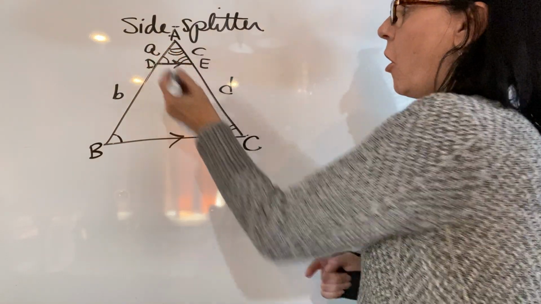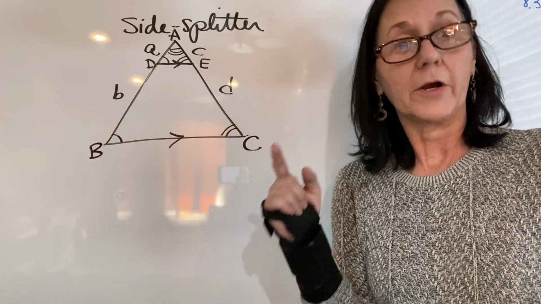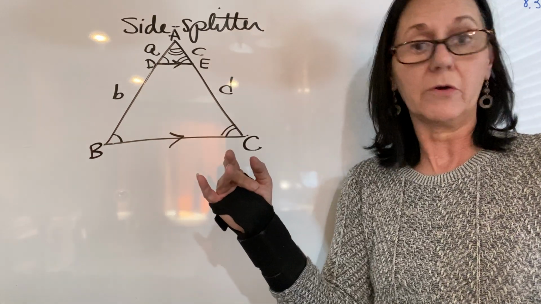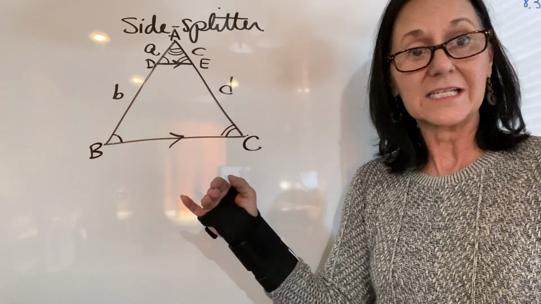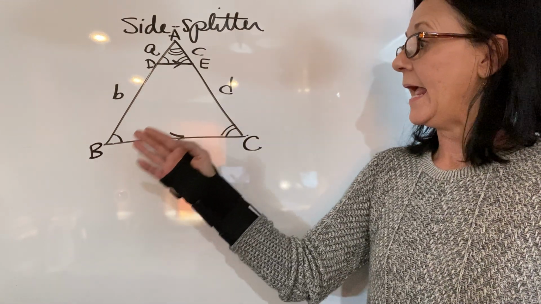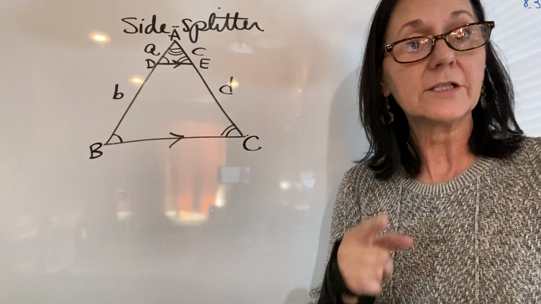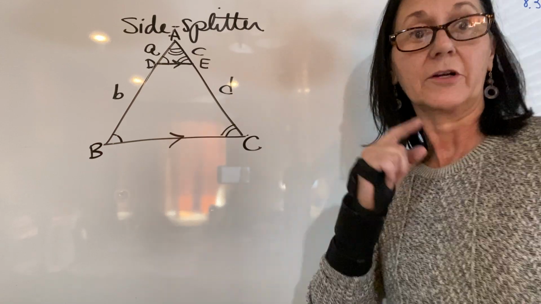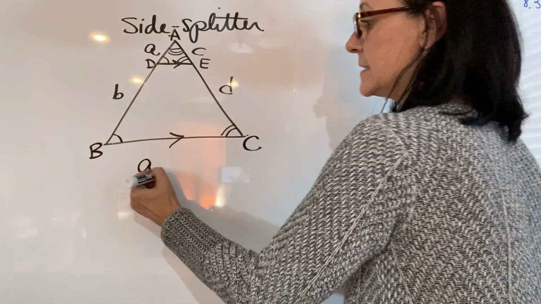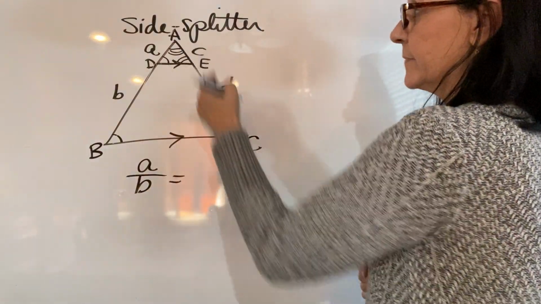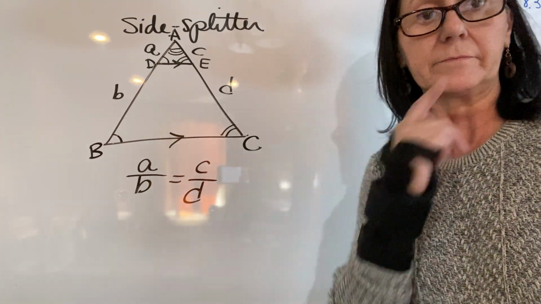So now we have all three angles of the triangles congruent, so those two triangles are similar. ADE is similar to ABC, the whole triangle. So their sides are going to be in the same proportion. I could say lowercase a over lowercase b is going to equal the ratio of C over D.